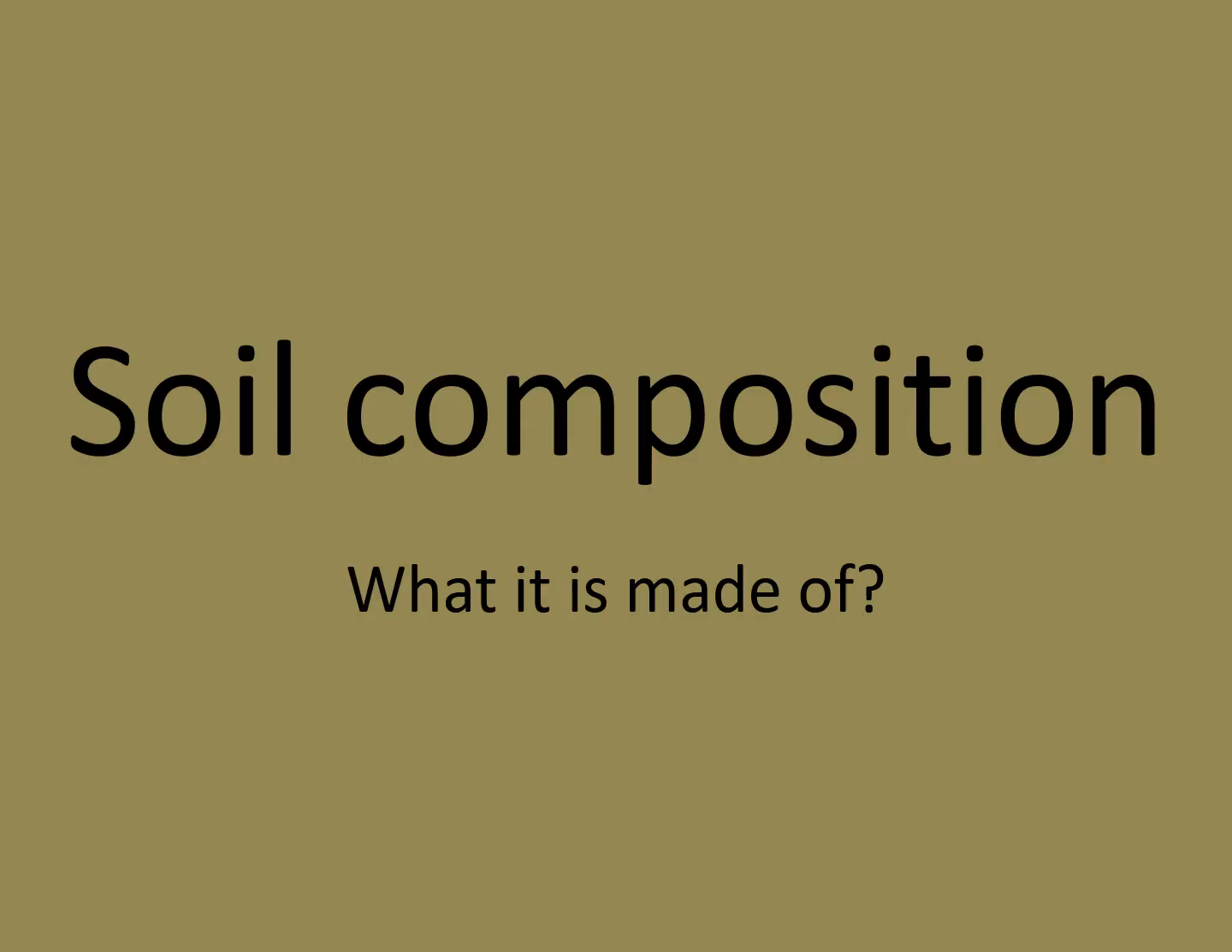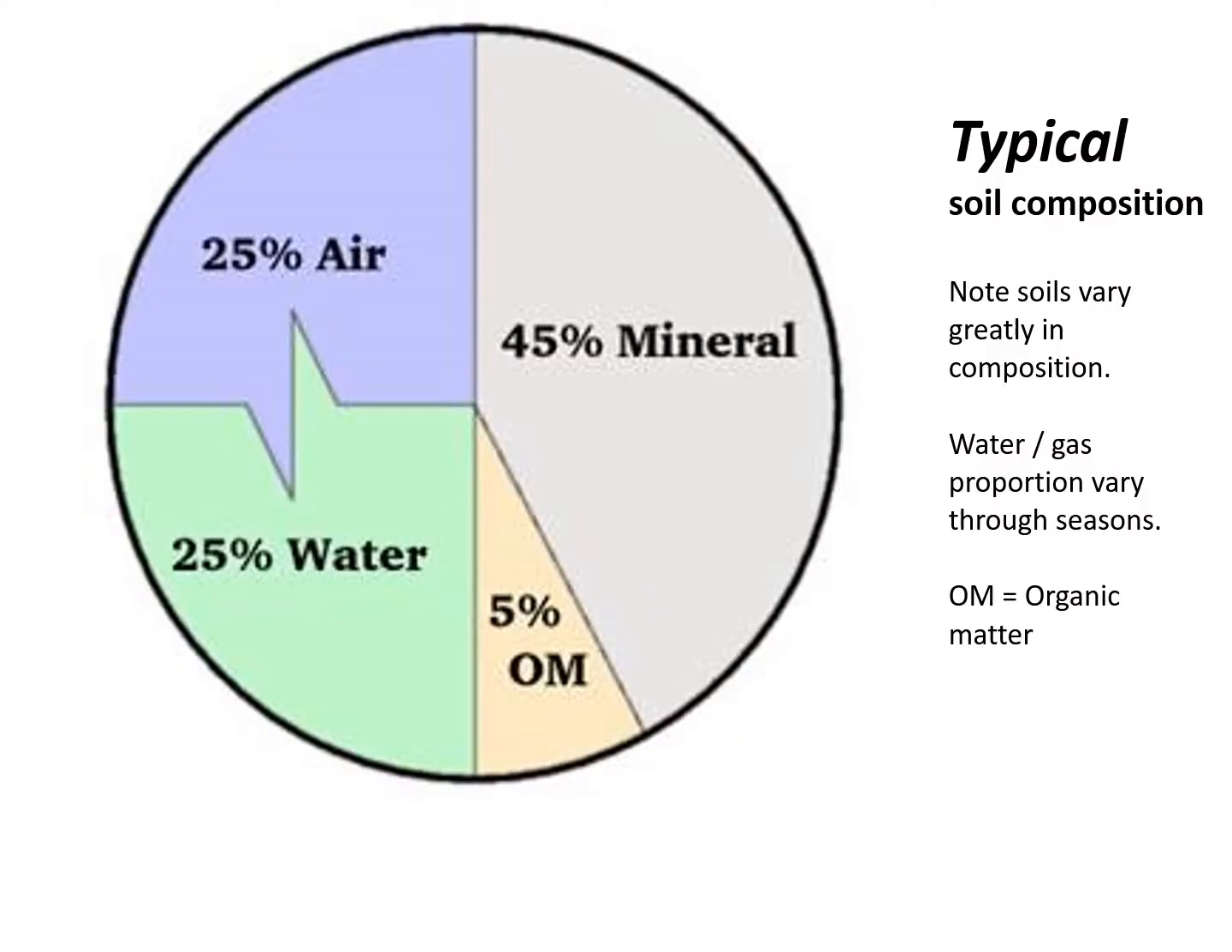So, what is soil made of? This diagram shows a typical, and I must stress typical, soil composition. It's an example. It's not to say that all soils are like this. There is a great deal of variation. In this example, getting on for half of the soil is made up of minerals, and half is made up of air and water. And there's a jagged line between those two because the proportions of each vary as the soil dries out or gets wetter.